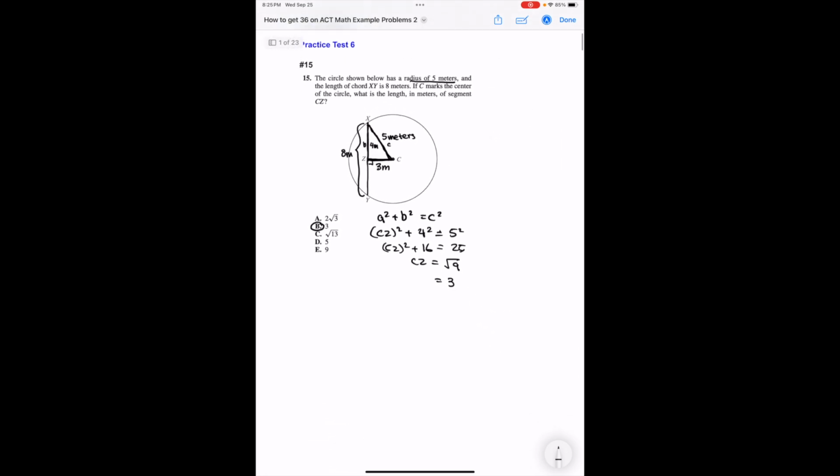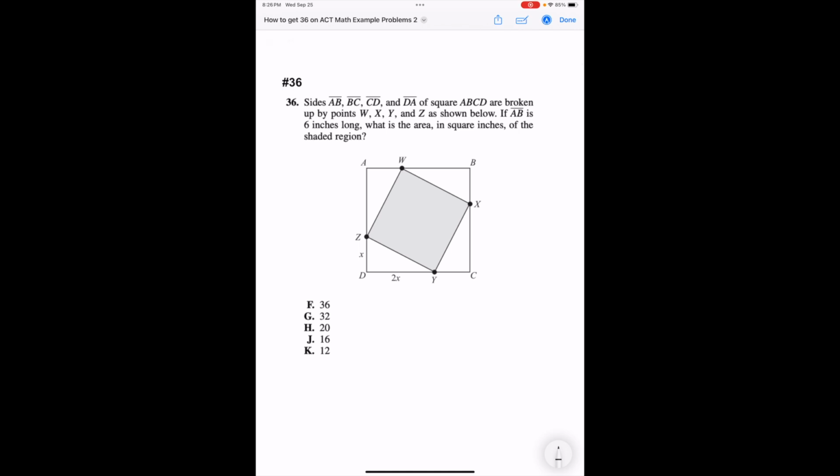Now, let's try the next problem. This is question number 36, also from practice test 6. It says that sides AB, BC, CD, and DA of square ABCD are broken up by points W, X, Y, Z, as shown below. If AB is 6 inches long, what is the area in square inches of the shaded region? It gives you that ABCD is a square, and so these are all going to be 90-degree angles.